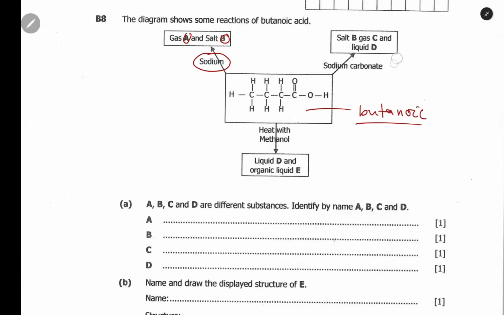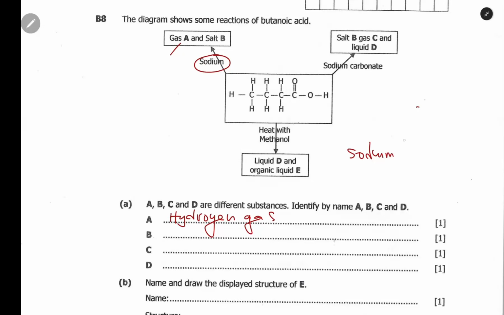Now, this is an acid, even if it's a weak acid. Generally, when an acid reacts with a metal, which is sodium, it produces a gas, which is hydrogen, and a salt. So here, the gas is hydrogen. So the substance is hydrogen gas. Then substance B is a salt. Now, butanoic acid and sodium form what we call sodium butanoate.